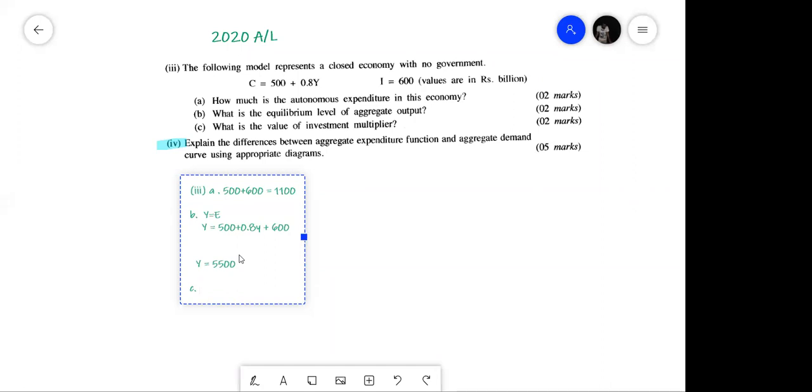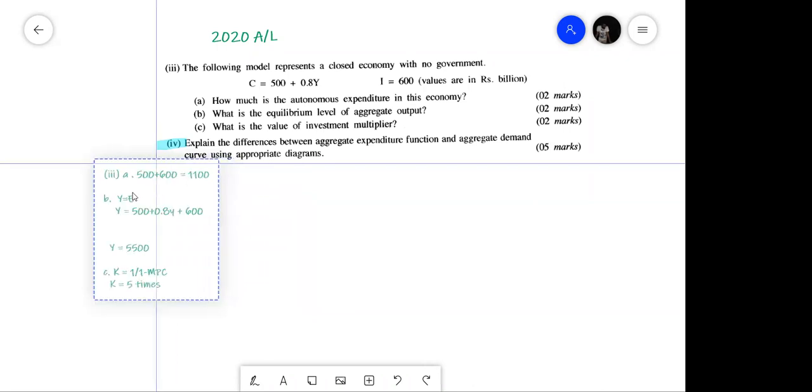Then part C, the investment multiplier. How much is our investment multiplier? Again, I'm hoping you all know. It is 1 divided by 1 minus MPC. Put the numbers in, solve, and you get 5 times. So that's an easy 6 marks that you can get.